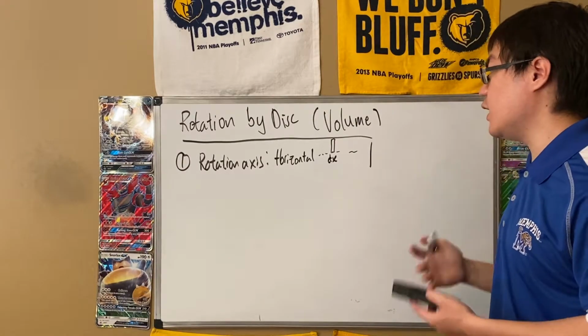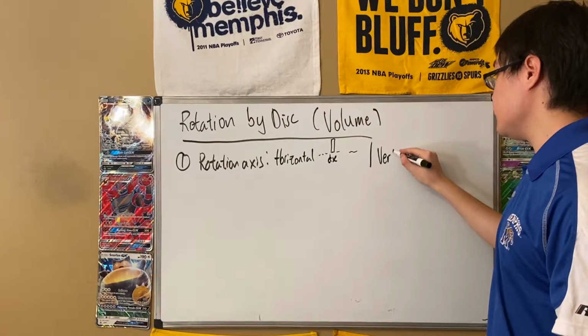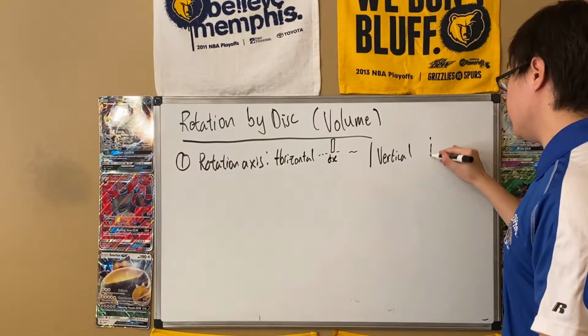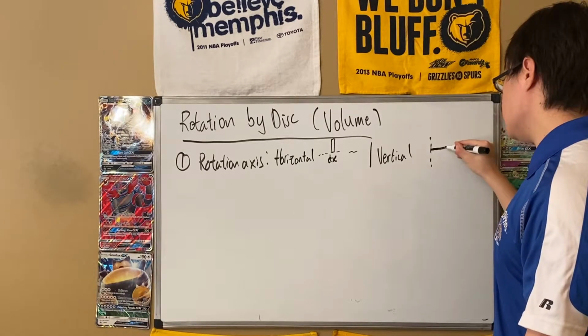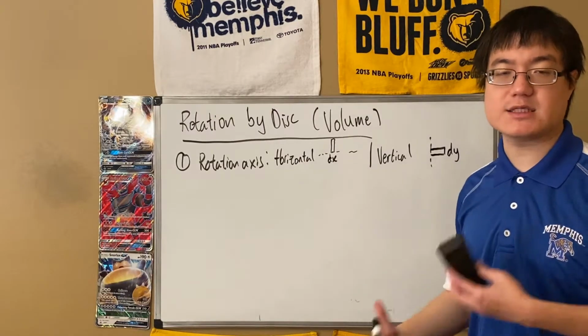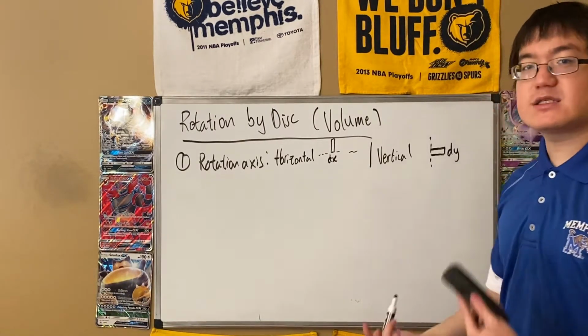The other type of rotation axis is vertical. Again, this will be given, like you don't get to choose the rotation axis. And we're going to draw this axis, and then we're going to label this dy, because it helps me remind myself everything has to be in terms of y. So that's going to be step 2.